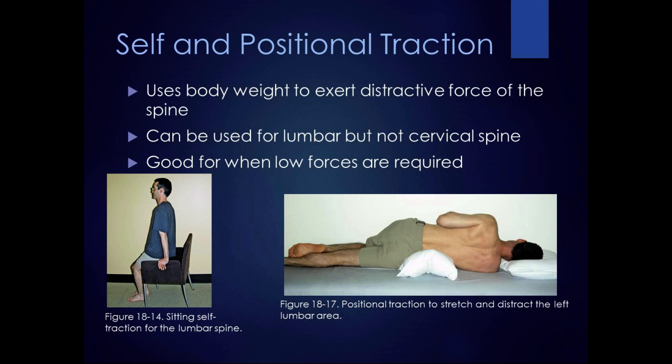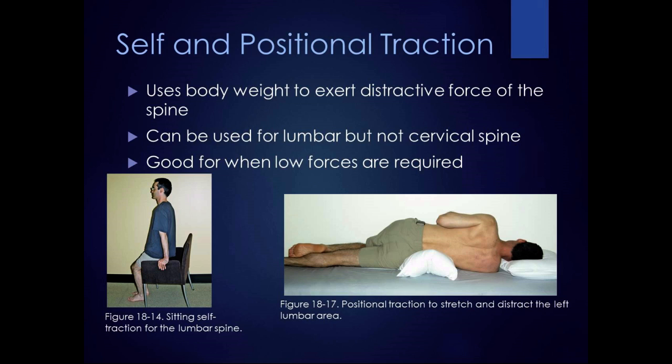Self and positional traction is where you use your body weight to exert distractive forces on the spine. So it can be used for lumbar, but not really cervical. You don't want people hanging by their necks or anything. But it's good for situations where low forces are required. So in the first picture there, the guy is raising up from the chair. He's using self-traction for the lumbar spine.